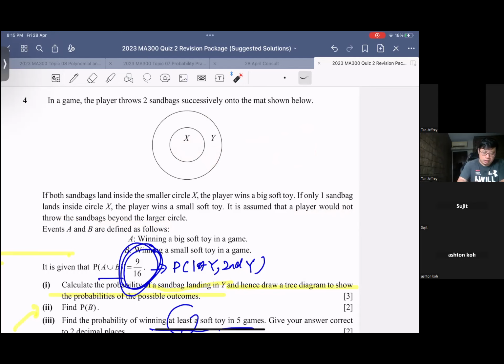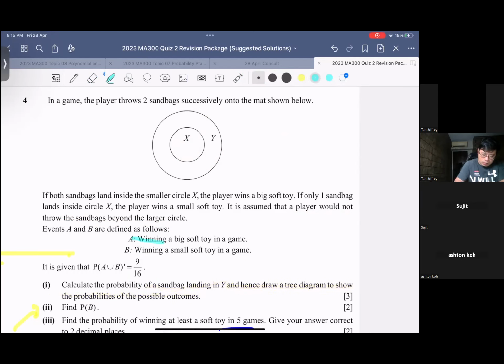So here, what does A union B prime mean? A means I win a big toy, B means I win a small toy. So A union B prime really means that I'm going to go home empty-handed.